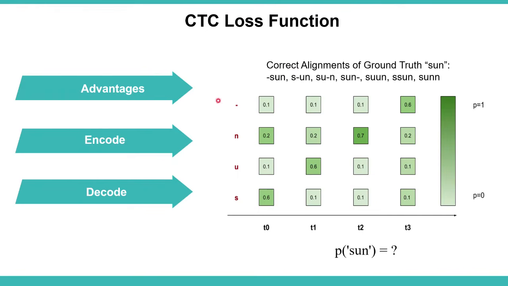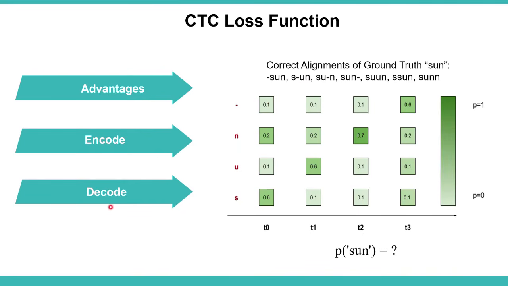Encoding. Here, encoding creates the correct alignments of the ground truth. For example, for the word here, they add blank spaces and maybe double the characters right here to make the right alignments. The objective is to maximize the probability of the sum of the output matrix of the RNN, and the probability of the sum here is the sum of the probabilities of all the alignments.